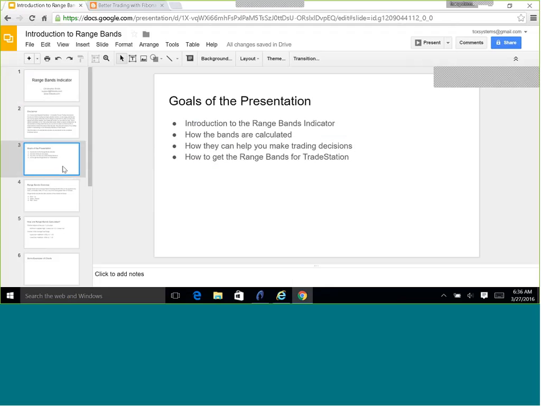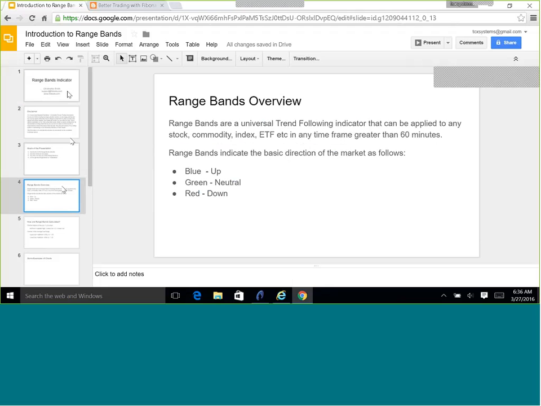Okay, the goals of the presentation are to introduce you to the range bands indicator, show you how the bands are calculated, how they help you make trading decisions, and how to get the range bands indicator for TradeStation. Range bands are a universal trend following indicator. It can be applied to any stock, commodity, index, or ETF at any time frame greater than 60 minutes. If that sounds powerful, it is, and they also give you basic direction for the market, blue being up, green being neutral, and red being down.